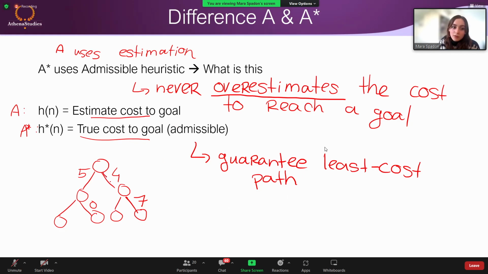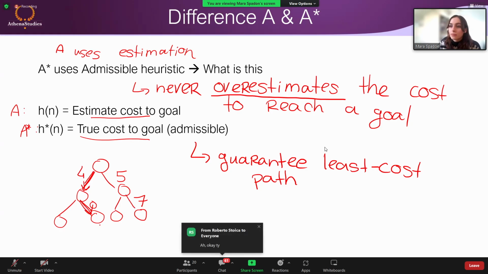So then it could follow a path, like I said here, because it says, oh, 4 is smaller and 7 is smaller. Oh, but then I have to go back because the goal is actually here. But if it was an admissible heuristic, that would not happen, because then we would have the true cost to the goal. So it would not explore this one. It would just go straight to the left branch where it will find the goal. So that's the main difference, the admissible one.